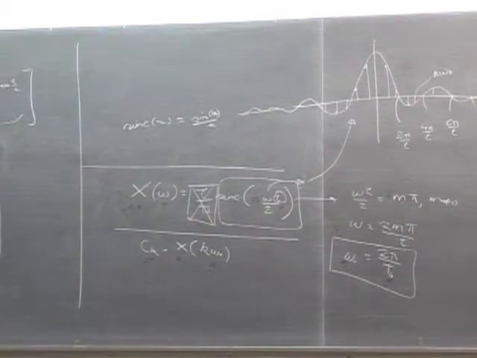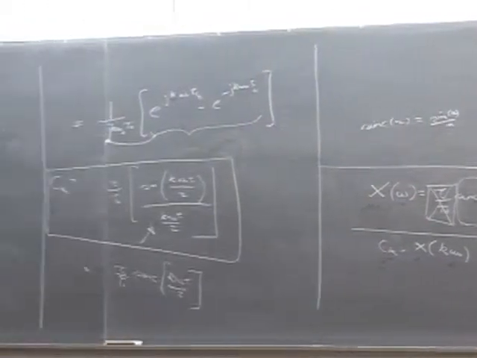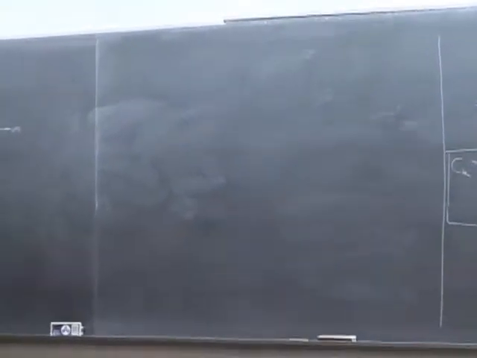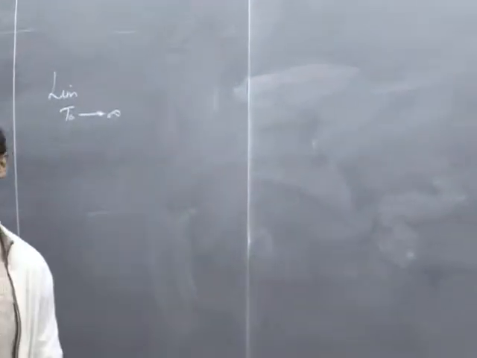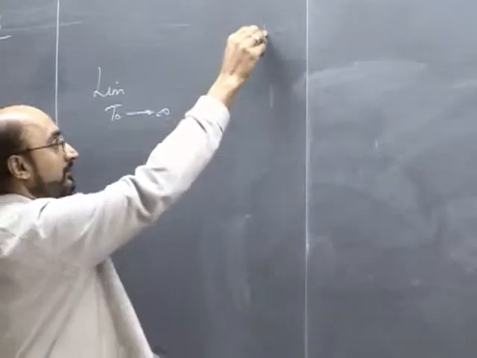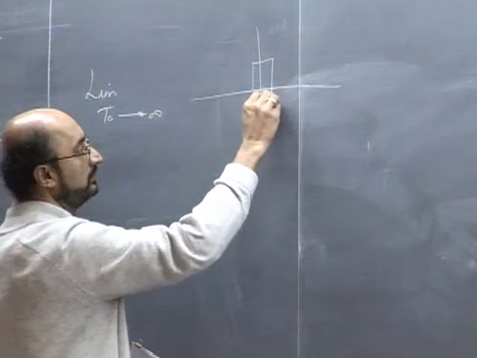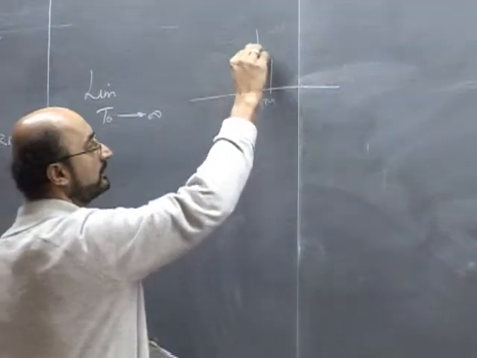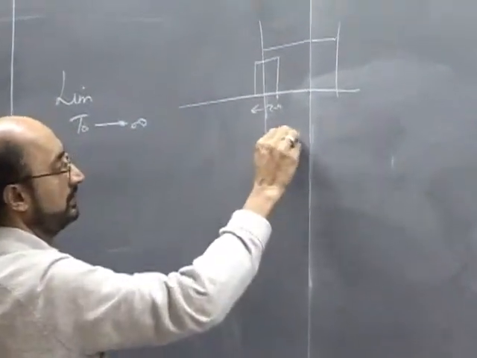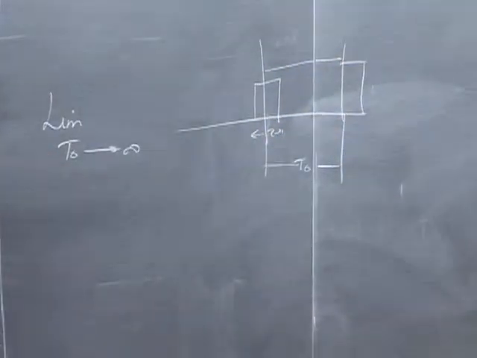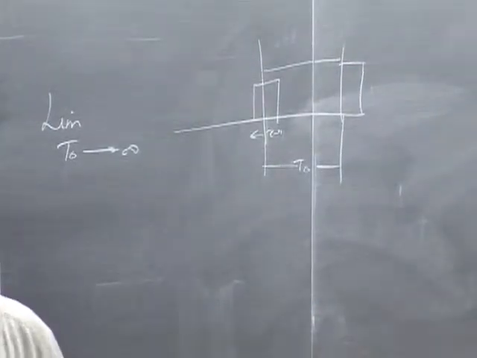So we want to see what happens when T naught tends to infinity. Let's just think about it. Remember, we had these pulses, and the width was tau, and the period was T naught, like so. And that's the other pulse. So as T naught tends to infinity, the pulses get further and further apart. And in the limit, essentially we only have one pulse. You only have one pulse.